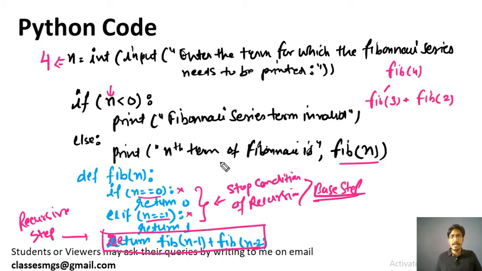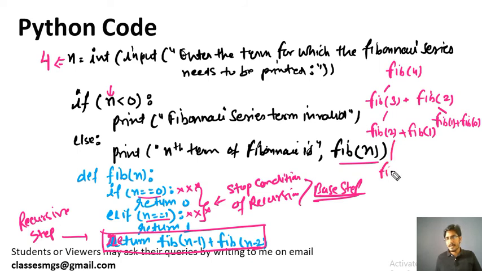2. Then again Fibonacci 3 will be called, n equals 3, not equal to 0, not equal to 1. Again it will call Fibonacci 2 plus Fibonacci 1, n minus 2, 3 minus 2 is 1. In the same way Fibonacci 2 will call Fibonacci 1 plus Fibonacci 0, because 2 is not equal to 0 or 1.